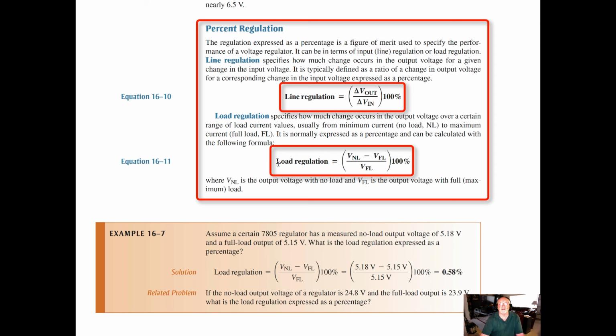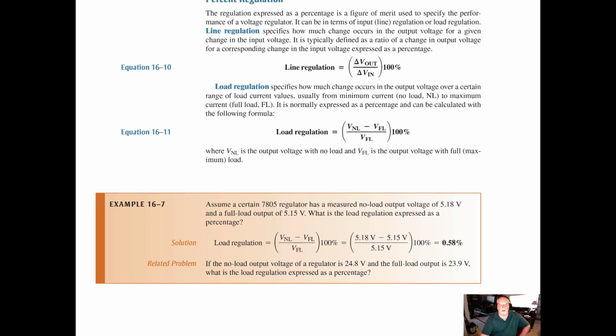Load regulation specifies how much change occurs in the output voltage over a certain range of load current values, usually from a minimum current, no load, to a maximum current, full load. So you can see we take the difference in the no load versus the full load and divide it by the full load times 100%.